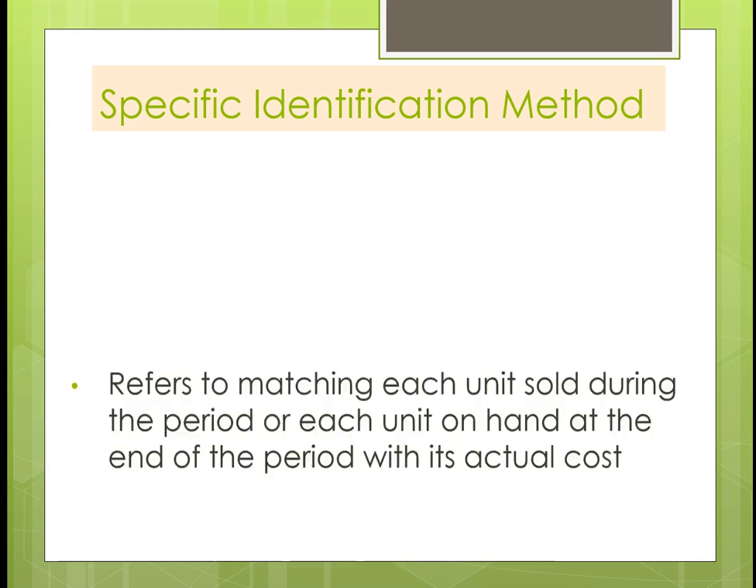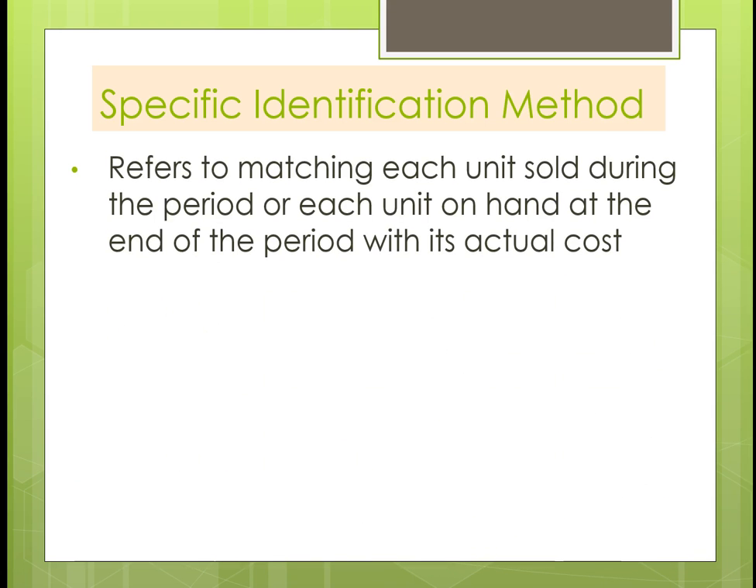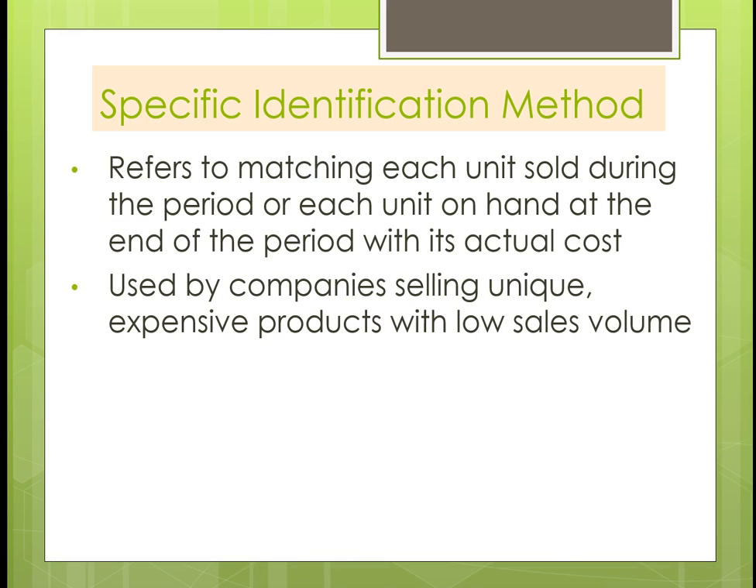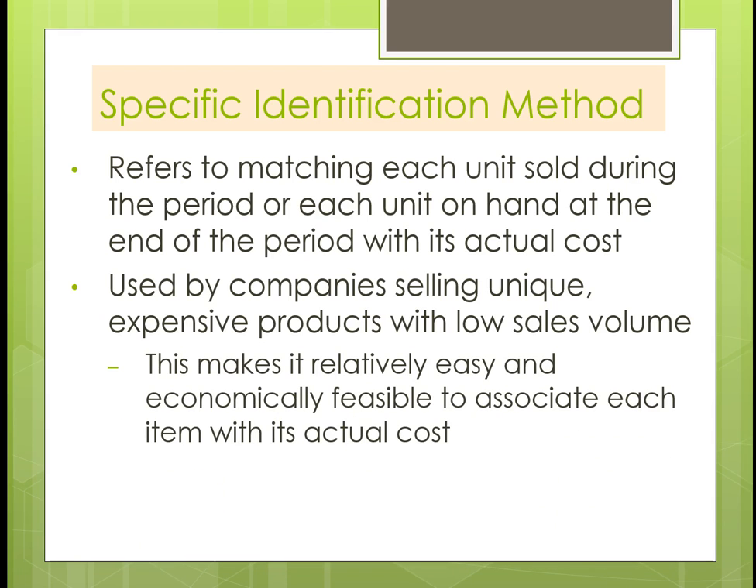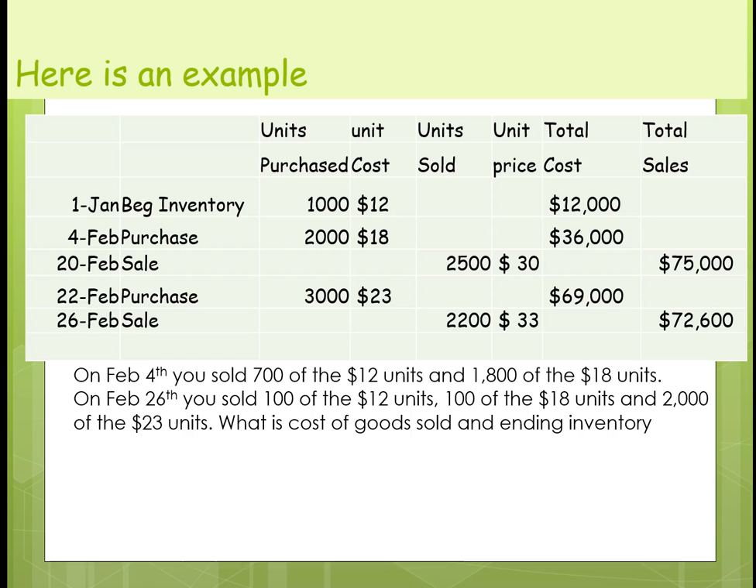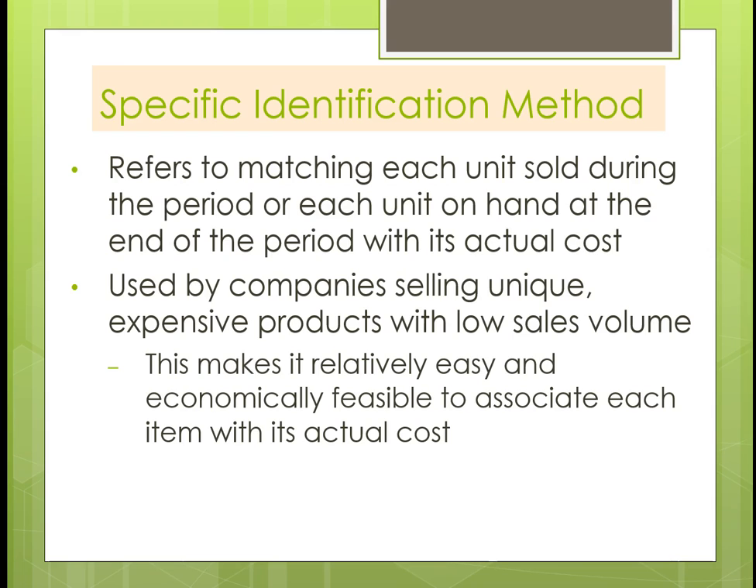In this case, we refer to matching each unit sold during the period and each unit on hand at the end of the period with its actual costs. It's used by companies selling unique, expensive products with low sales volume. This makes it relatively easy and economically feasible to associate each item with its actual cost. An example might be somebody that sells high-end boats or high-end jewelry.